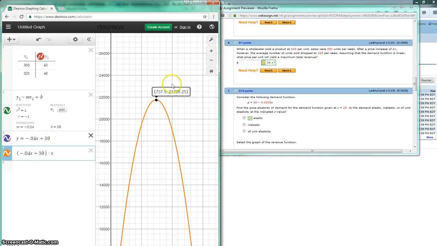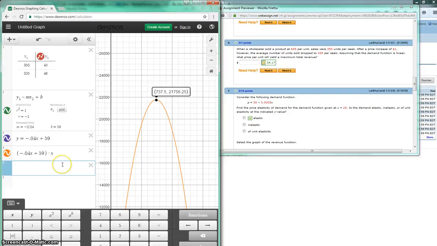So this number 737.5, that is the number of products that I've sold, right? So to figure out what is my price, well, I could just plug it in. This is my X. So negative 0.04 times where I have my maximum. So the X value is 737.5 and then I add 59, oh no, not getting the same number. So somewhere along the way I have erred. Oh, it's 335.